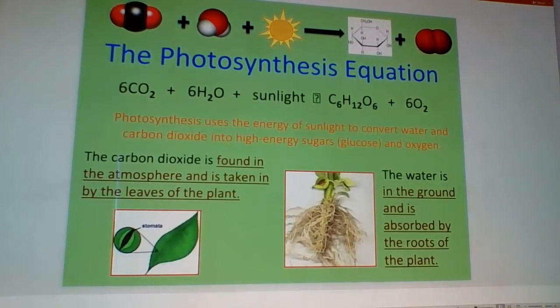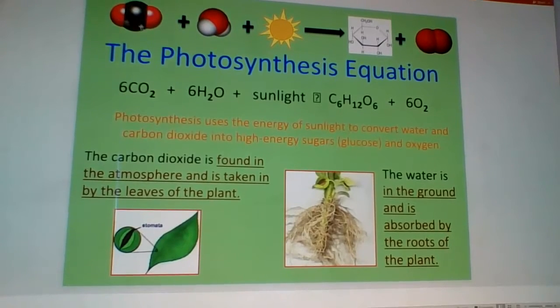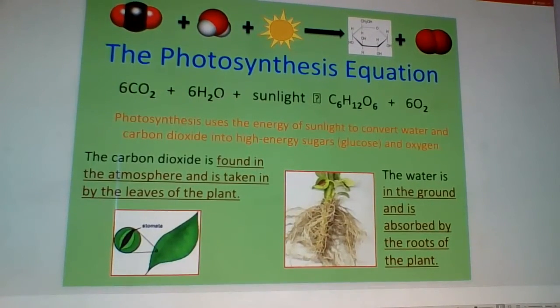The photosynthesis equation. This is the equation right here. You have carbon dioxide and water and sunlight all mixed together to create sugar with a release of extra oxygen. Photosynthesis uses the energy of sunlight to convert water and carbon dioxide into high-energy sugars, which are glucose, and then oxygen. The carbon dioxide is found in the atmosphere and is taken in by the leaves of the plant. This happens here in the stomata. The water is in the ground and is absorbed by the roots of the plants.